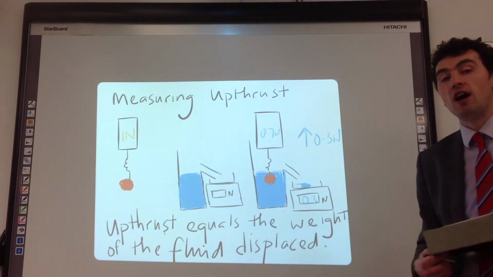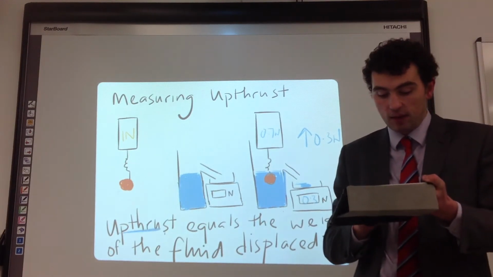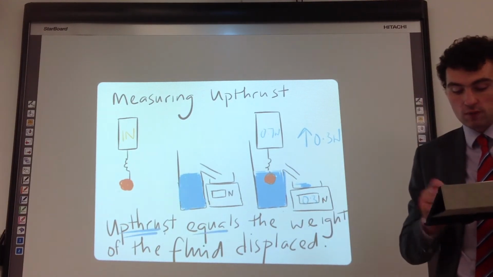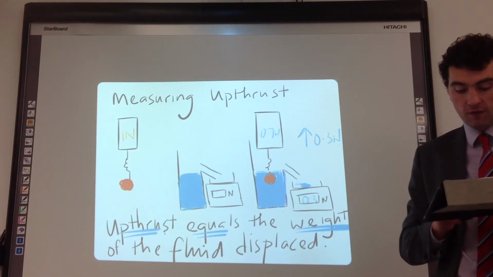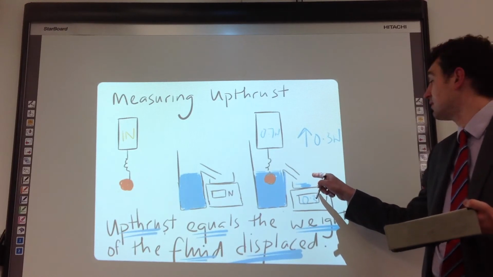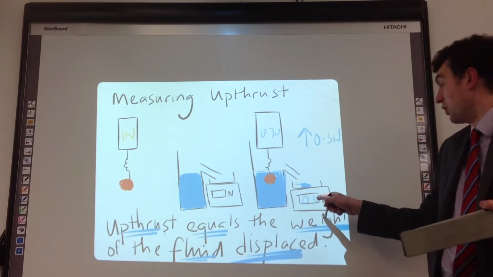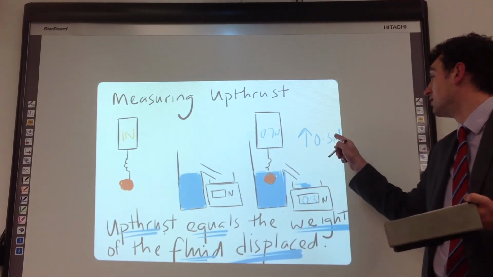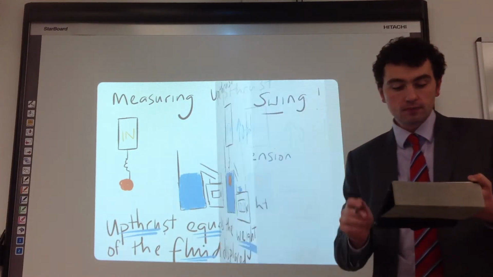So the way you find out the size of the upthrust is that it's equal to the weight of the fluid displaced. So this much fluid has been displaced, the weight of that fluid is 0.3 of a Newton, and that is equal to the upthrust on the ball.